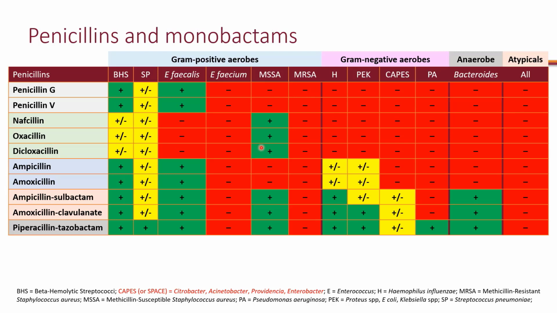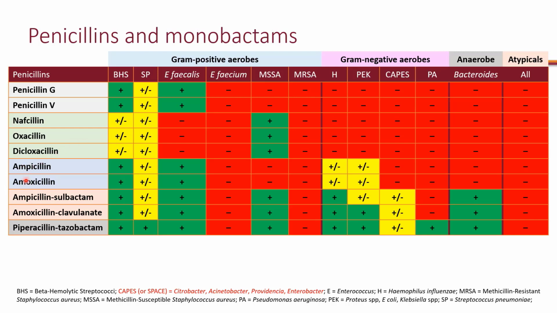anti-staphylococcal penicillins because they have activity against MSSA. However, they are not active against MRSA. In fact, none of the penicillins are active against MRSA. Now, when these became stable against MSSA, it came at the cost of losing some of the activity, including they lost activity against E. faecalis, and they had generally poor activity against beta hemolytic strep and strep pneumo.